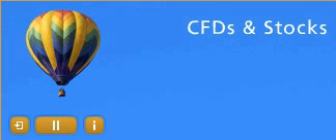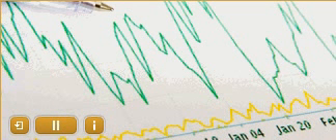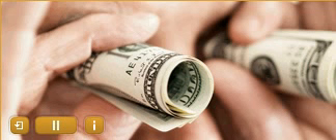Traders buy and sell CFDs to take advantage of the price movement of the stock. Here's how it works. If you buy a CFD and the underlying asset goes down in price, you lose money. However, if the underlying asset goes up in price, you make money. If you sell a CFD, on the other hand, and the underlying asset price goes down, you make money. And if the underlying asset price goes up, you lose money. CFD values fluctuate from day to day as the price of the underlying asset moves up and down. Your job as a CFD trader is to determine which direction you believe the underlying asset is going to move so you can place your CFD trades accordingly.